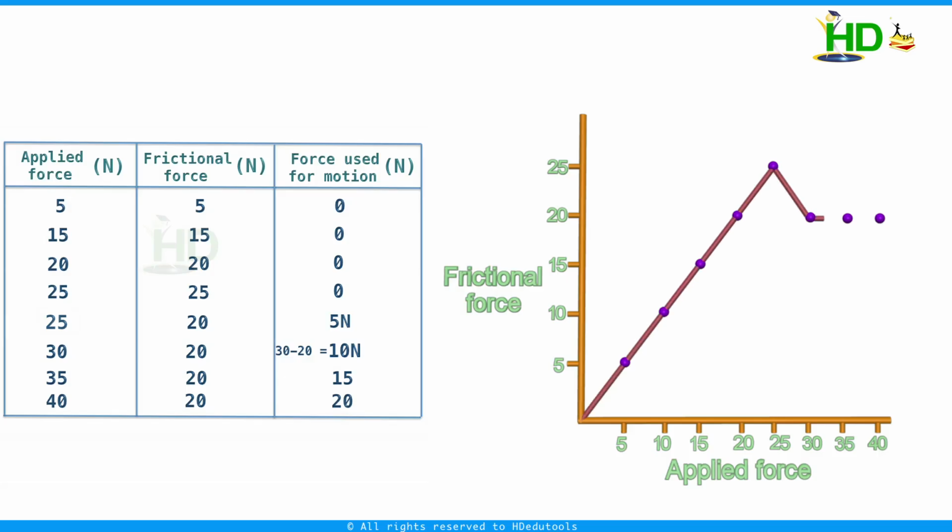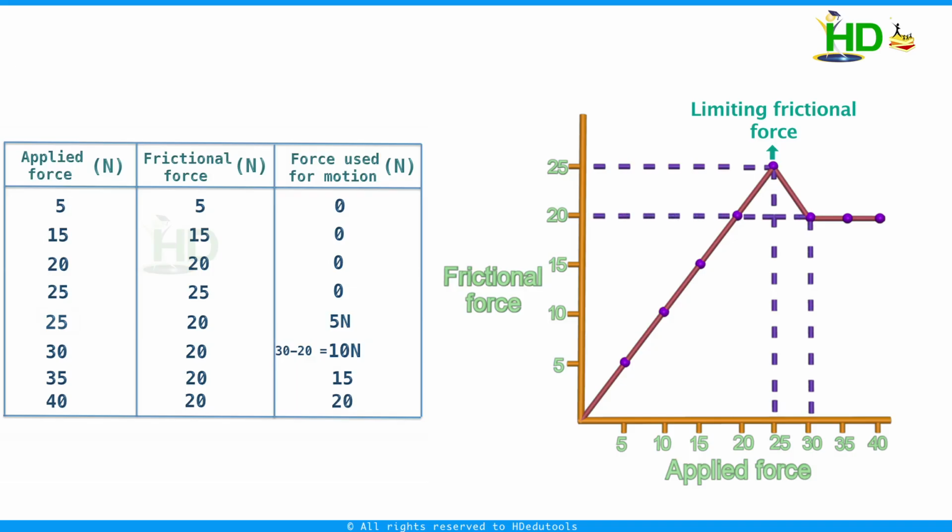That means the frictional force increases with increasing applied force till the maximum value where the body starts moving. This maximum frictional force is called the limiting frictional force. This is nothing but the minimum force required to move the body. After this, the body comes into motion. The static friction is converted into sliding friction. So, the kinetic frictional force comes into action.